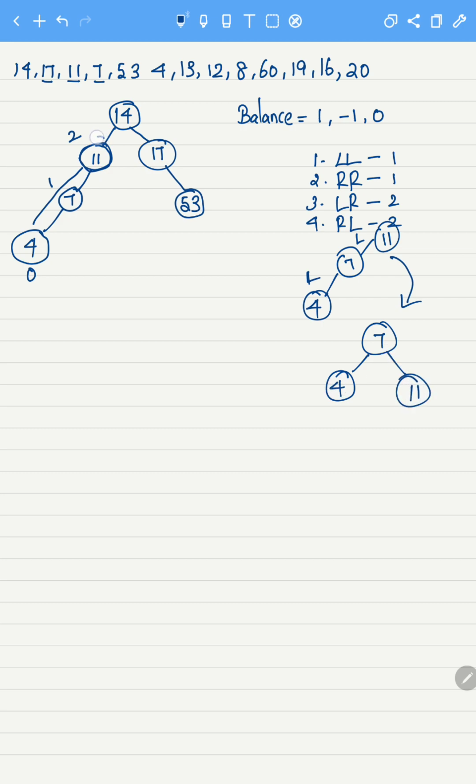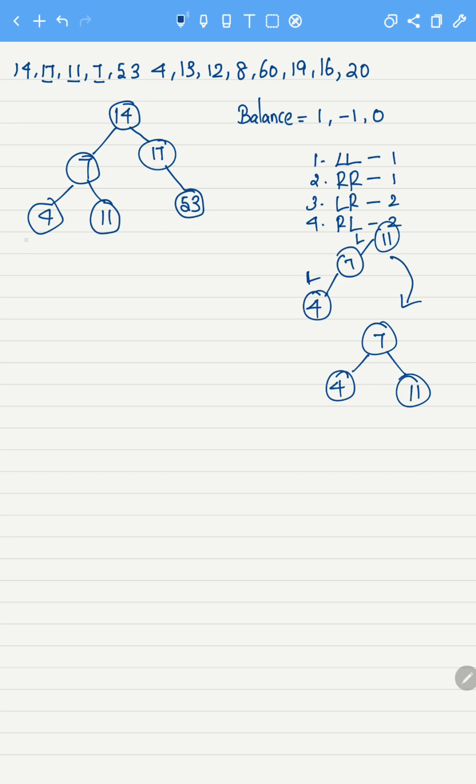Okay, so I'm going to replace this node with this node. Now let me replace this node with this node. I'm going to draw this node. So now it becomes like this: 7, 4 and 11. Now calculate the balance factor.